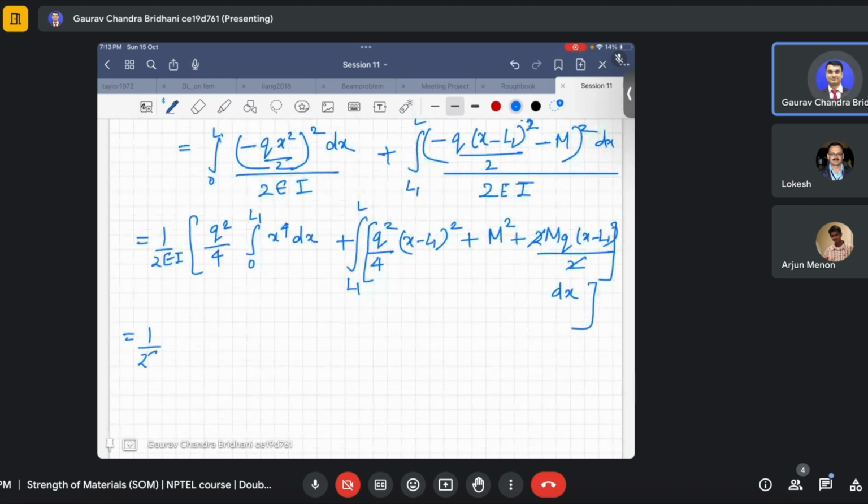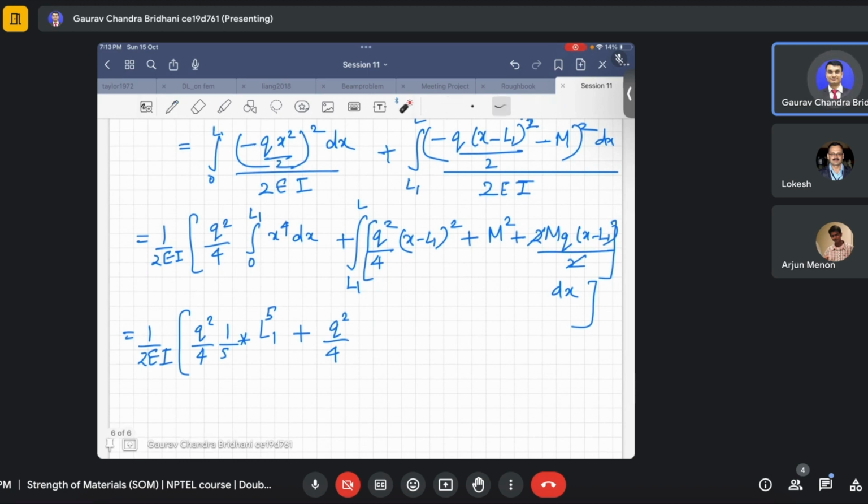So let's further write it. 1 upon 2EI, q square by 4. This is already understood, so it will be 1 by 5 into L1 to power 5, not 4. Plus q square by 4 here, and if you see this bracket integration, we can directly integrate it. So we can say (x minus L1) to the power 3, and we can divide by 3, because it won't exist for any value of x less than L1. You know that we call it a Macaulay bracket.